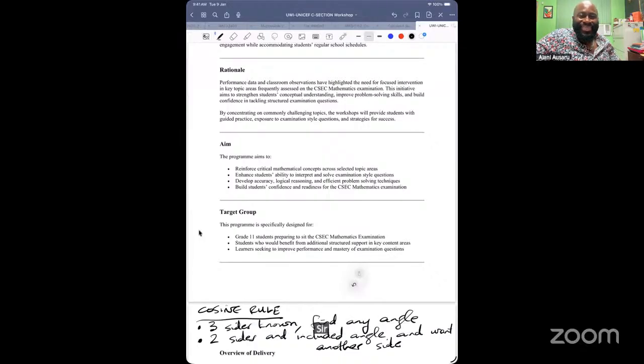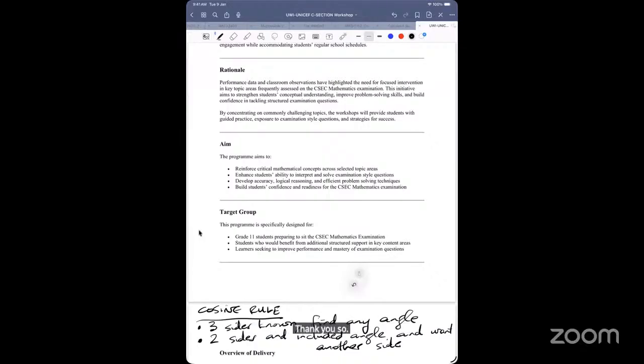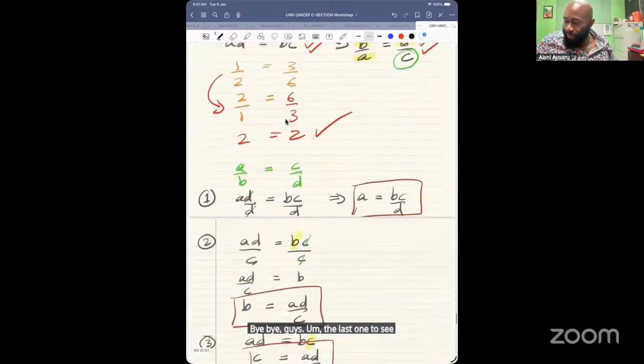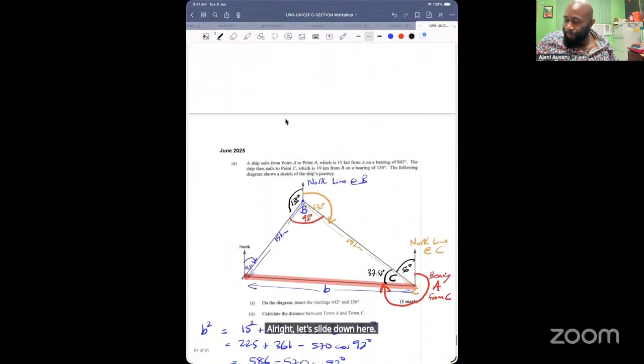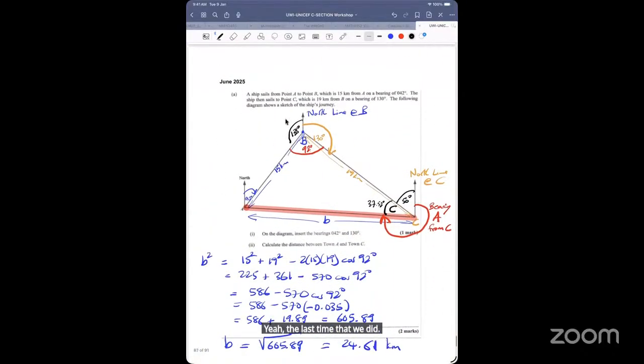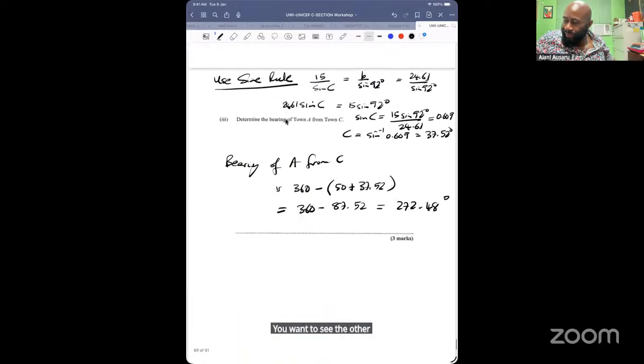Sorry, guys, can I go back down to the last bearing question? You want to see the last bearing one? Yeah, the last one that we did. All right, let's slide down here. That one. Okay, thank you. You want to see the other part? Yes, sir.